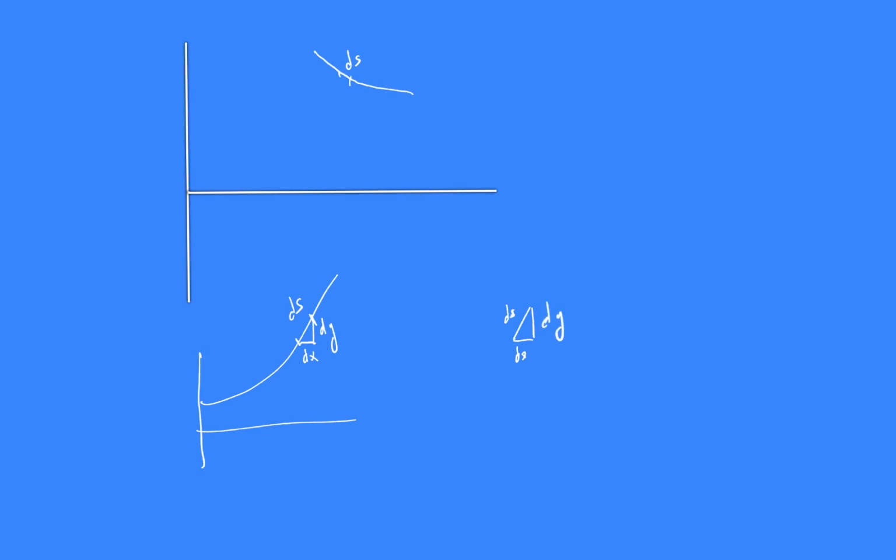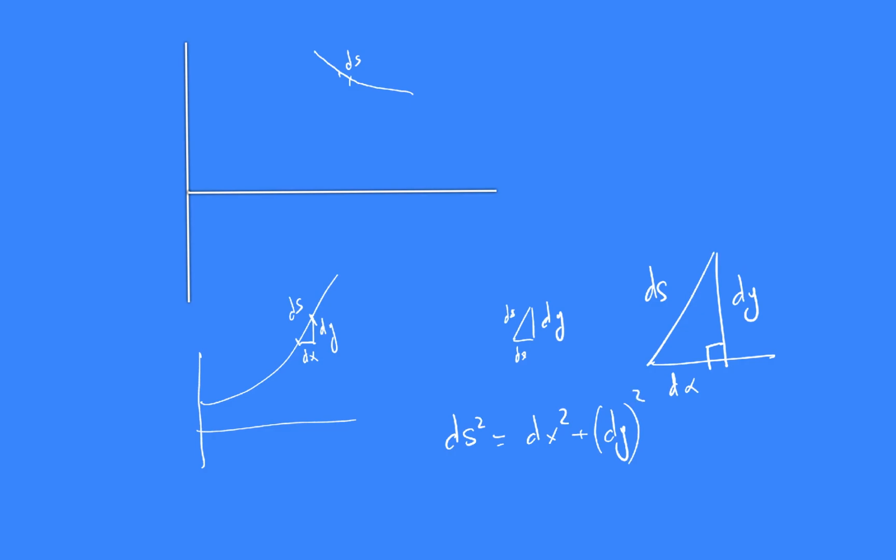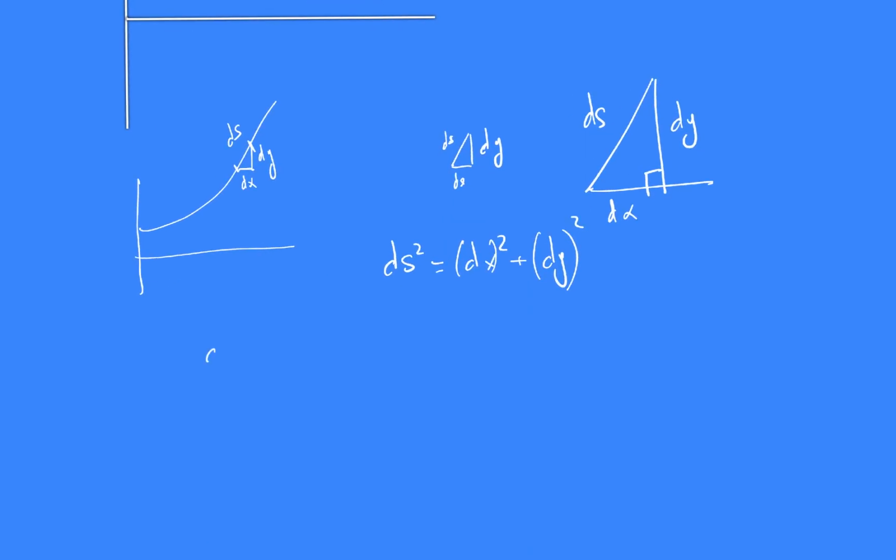Okay, let's put it bigger. dy, dx, ds, and the Pythagorean theorem would say ds squared is dx squared plus dy squared. So ds is the square root of dx squared plus dy squared.